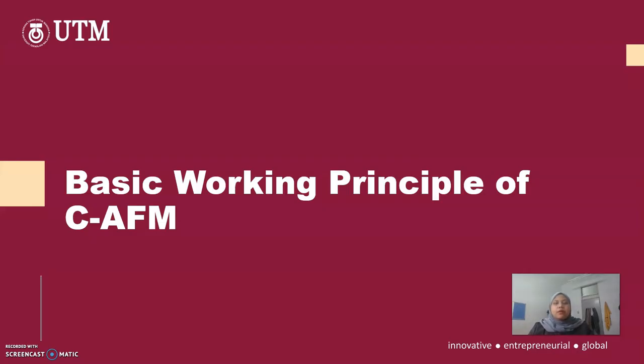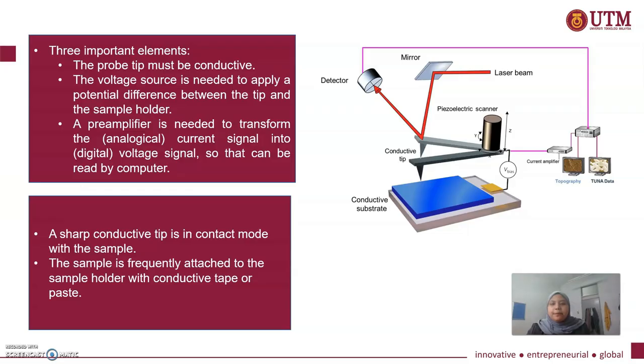We move to the basic working principle of CAFM. There are three important elements. First, the probe tip must be conductive. Second, the voltage source is needed to apply a potential difference between the tip and the sample holder. Third, a preamplifier is needed to transform the analogical current signal into digital voltage signal so that it can be read by computer. Then a sharp conductive tip is in contact mode with the sample.